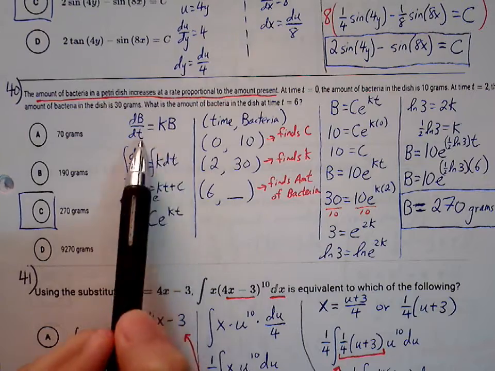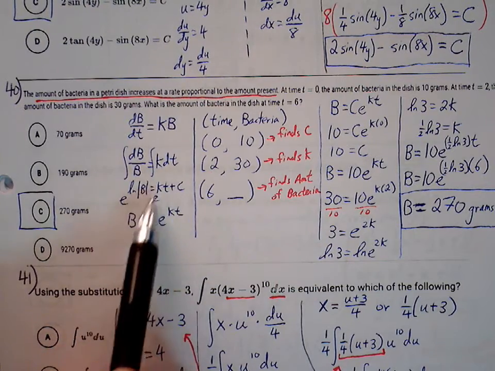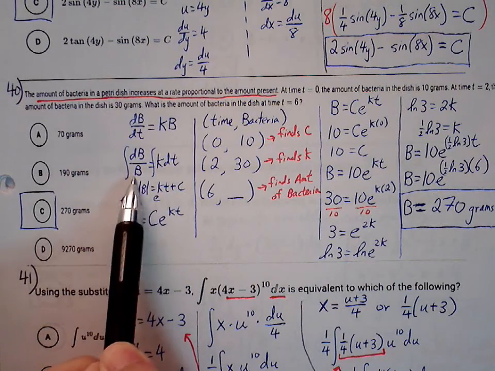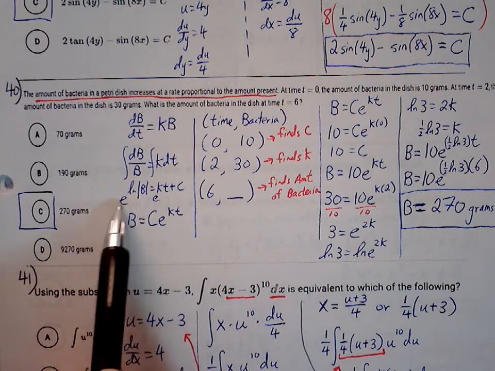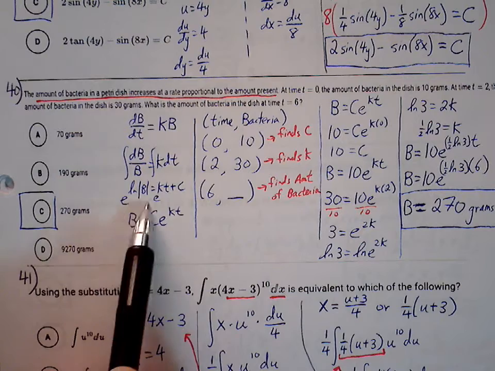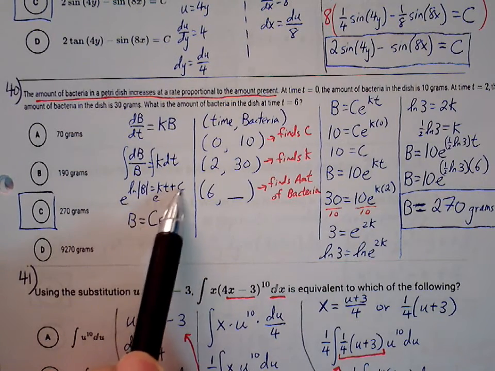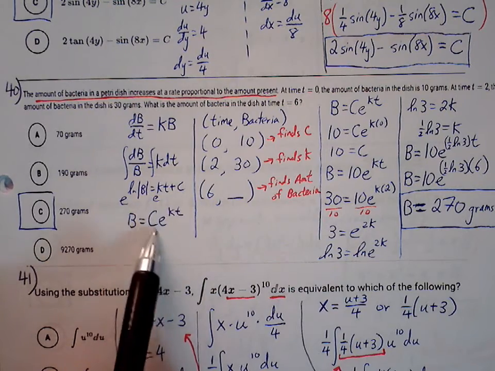But basically, we divide both sides by B. We move the dt over to the right side. Natural log both sides. Natural log on the left side. Power rule on the right side. Exponentiate both sides with base e. Clean the left side up to be just B. The right side we can split up and then bring that C down in front.